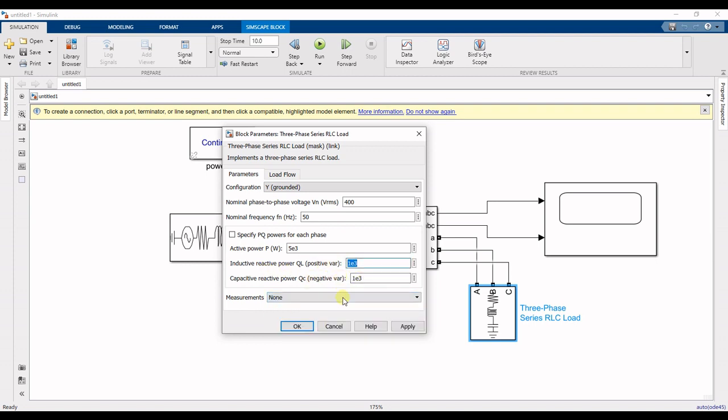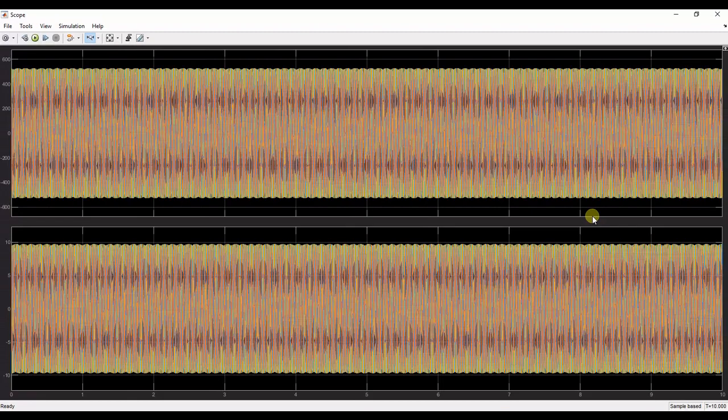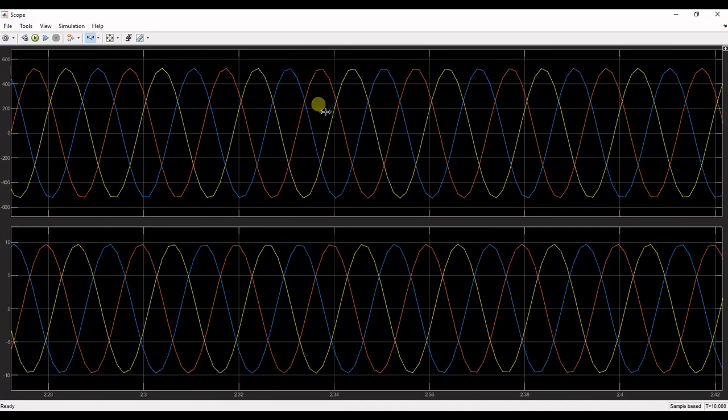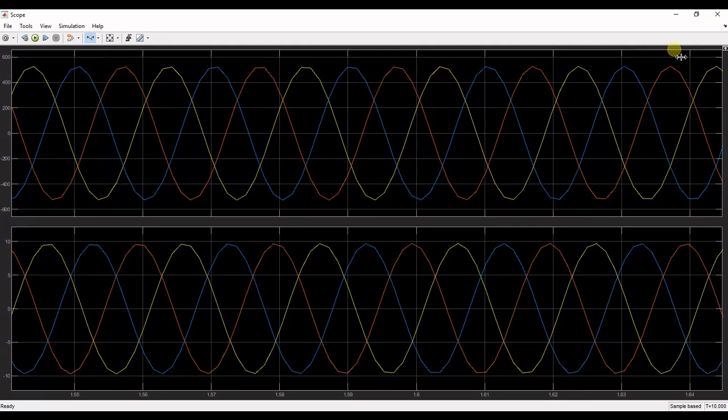If we ignore the reactive load, the negative reactive load, we have to avoid this negative reactive load, then the capacitor will disappear from the load. The negative load is basically the capacitive load, and the positive reactive load is basically the inductive load. Let's say we ignore the capacitive load and then see the behavior of the waveform. We will save the system and start it again. Still there is a waveform problem.